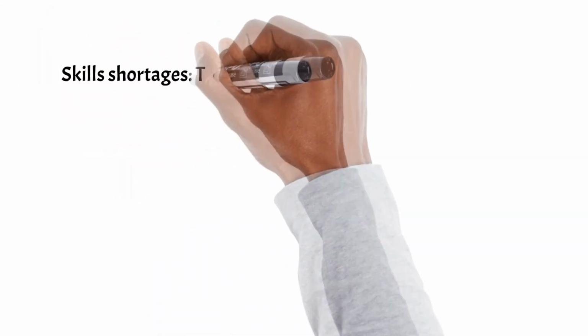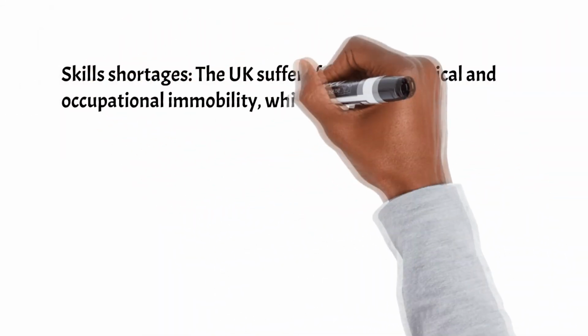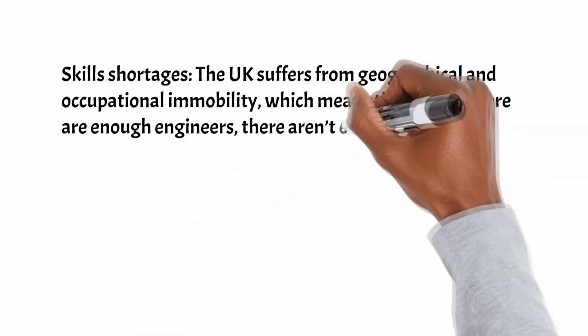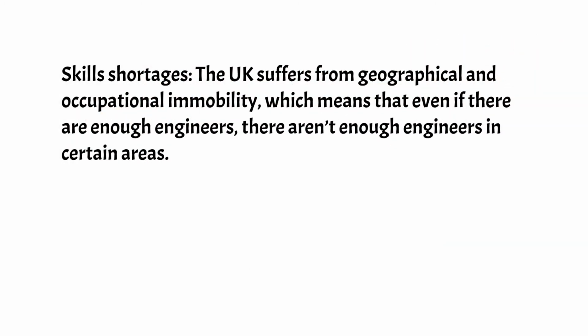Now, let's look at labor market issues. There are a number of current issues in the labor market that you need to be aware of. The best way to do this is to do some research close to the exam, but some of the issues include: 1. Skill shortages. The UK suffers from geographical and occupational immobility, which means that even if there are enough engineers, there aren't enough engineers in certain areas.